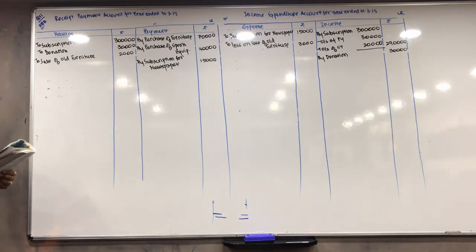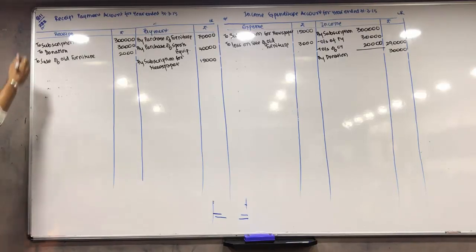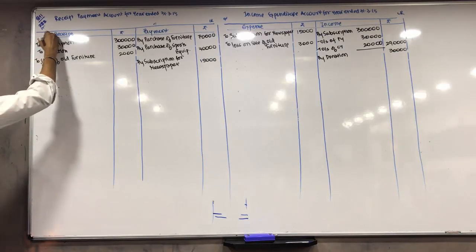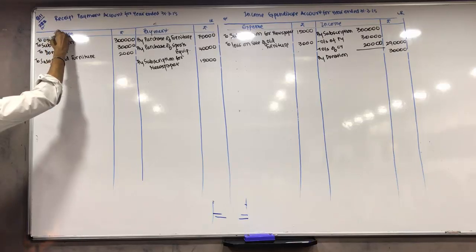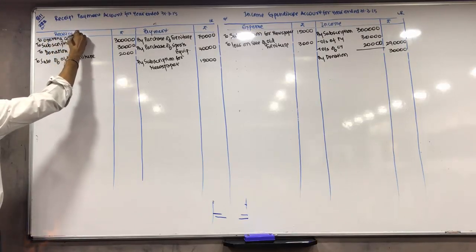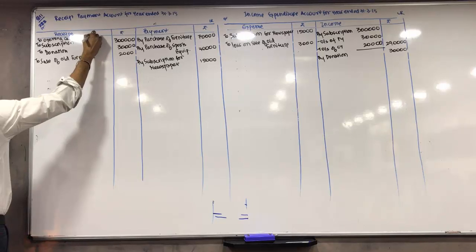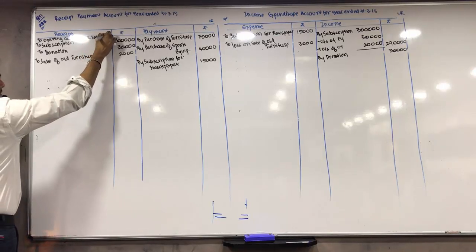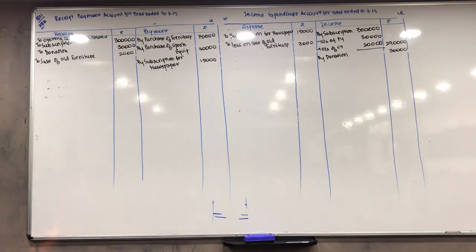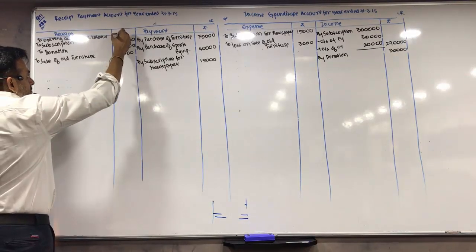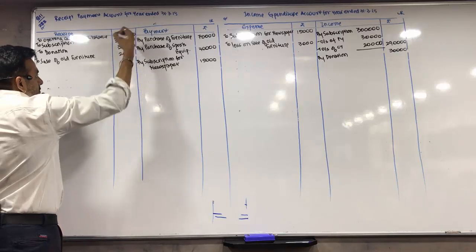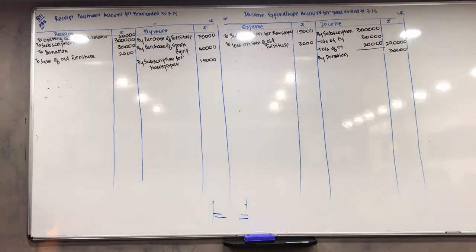Then opening cash balance, opening to opening cash and bank balance. नीचे नहीं लिख सकते, सॉरी। 60,000.